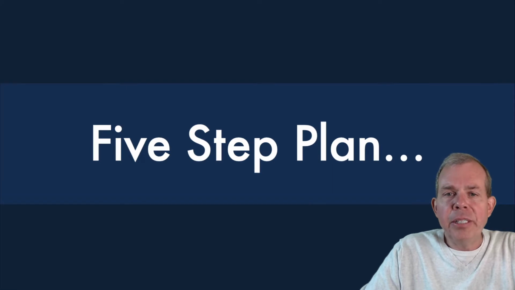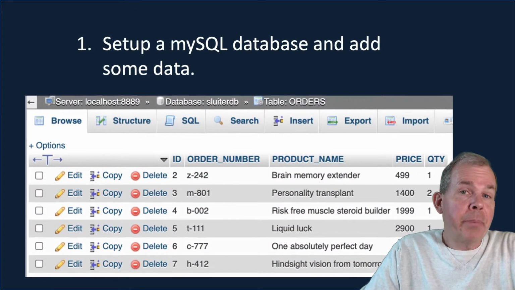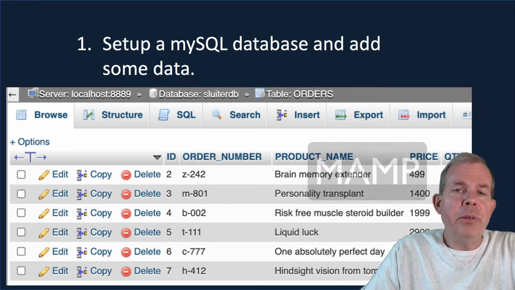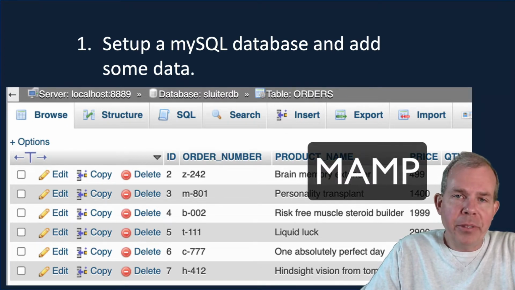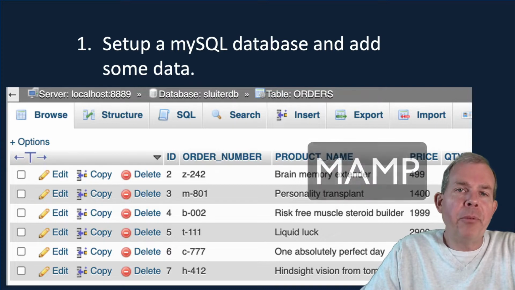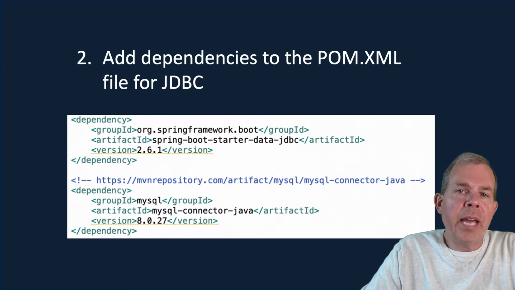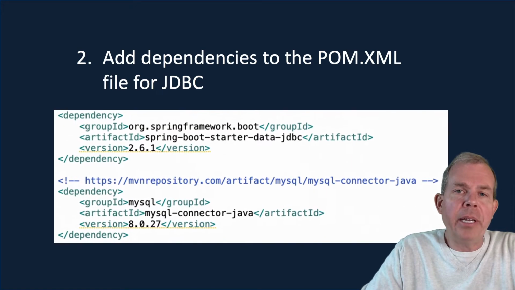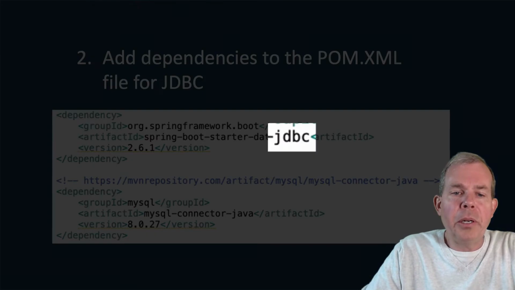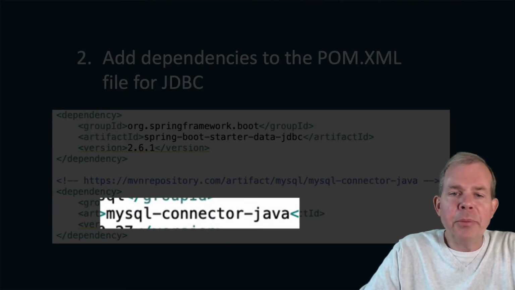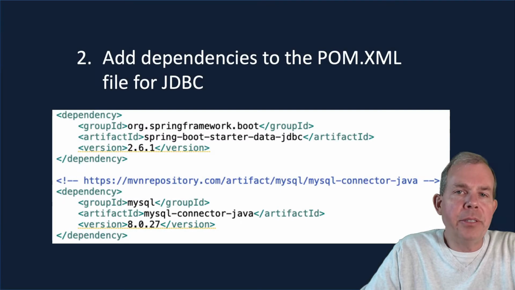We have a 5-step plan ahead of us, and this is what the tutorial is going to cover. Step number 1, we're going to set up a database. We'll install a SQL server, and we're going to use the MAMP application that will do this for us, and then we'll set up a table with some data, and you can see it here. Step 2, we're going to have to add some dependencies into our application. We're going to include the JDBC dependency, and then since we're working with a MySQL database, we'll include that dependency as you see it here.